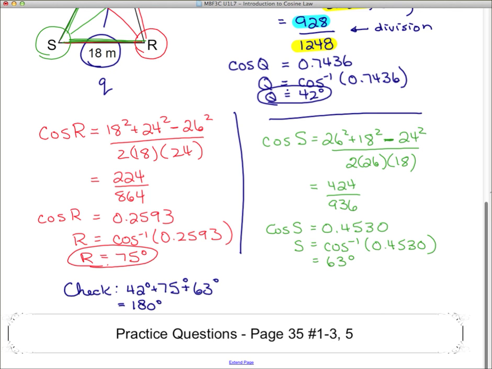Hello, I'm back. Did you figure it out? Do your answers match mine? And notice I did a little check here. Once I got all three of my answers, I've got angle S is 63 degrees, angle R is 75, and of course we solved together, angle Q is 42. I just did a quick check. I added up all of those angles since they're in a triangle, and I got 180 degrees. So that actually works pretty well.